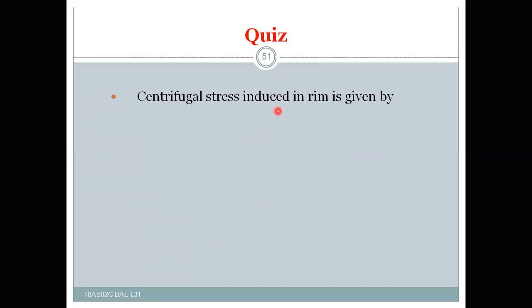Centrifugal stress induced in rim is given by Fc is equal to rho v square. Which is the right answer, centrifugal stress? So as per our lesson, A should be the right answer, Fc is equal to rho v square. Let us see the answer. So Fc is equal to rho v square is the right answer. This is the right answer, A.